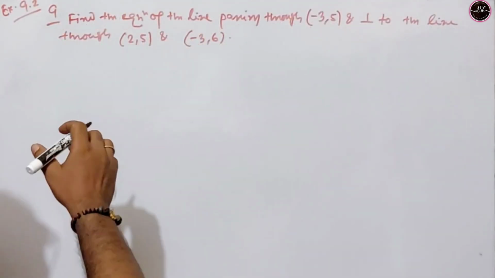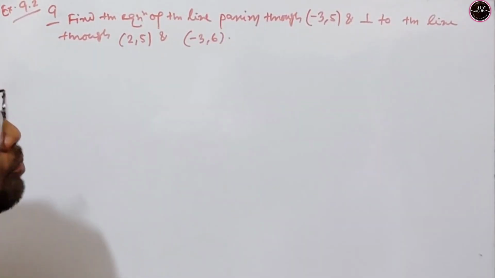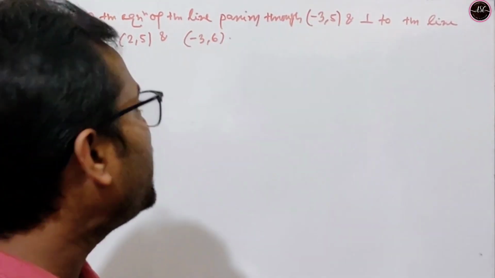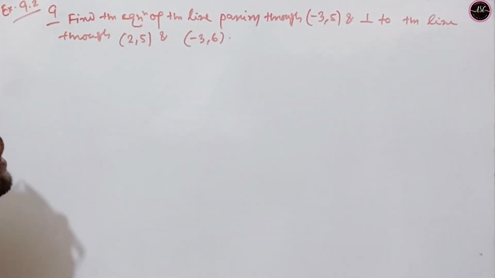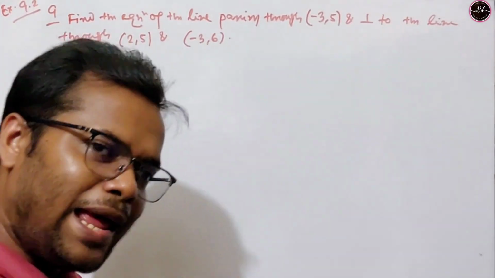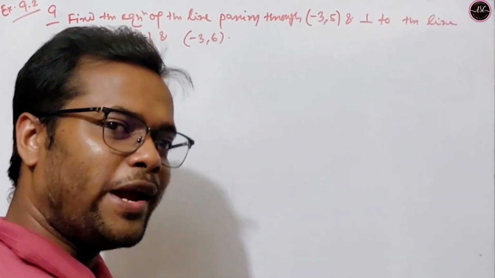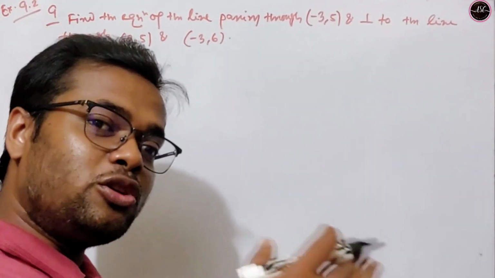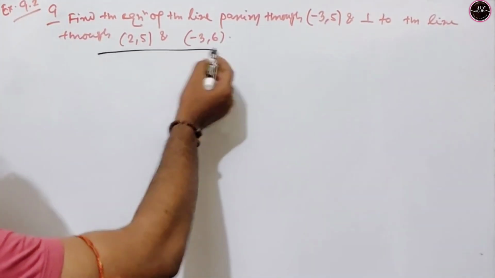Okay, just look at this question. Find the equation of the line passing through (minus 3, 5) and perpendicular to the line through (2, 5) and (minus 3, 6). So a line passing through a point, and it is also perpendicular to a line which is passing through these points.